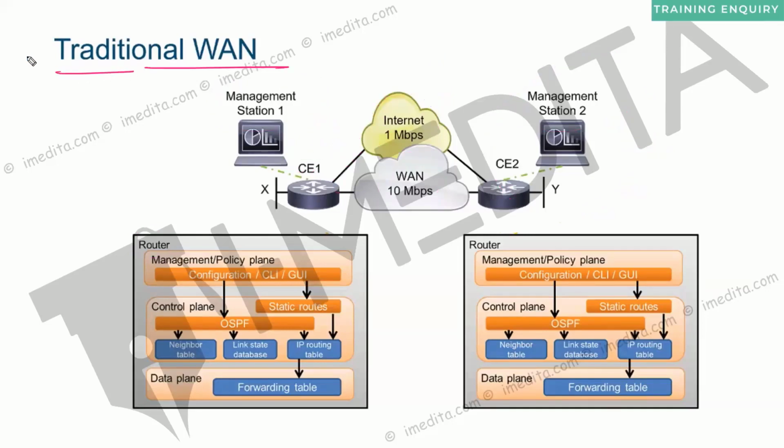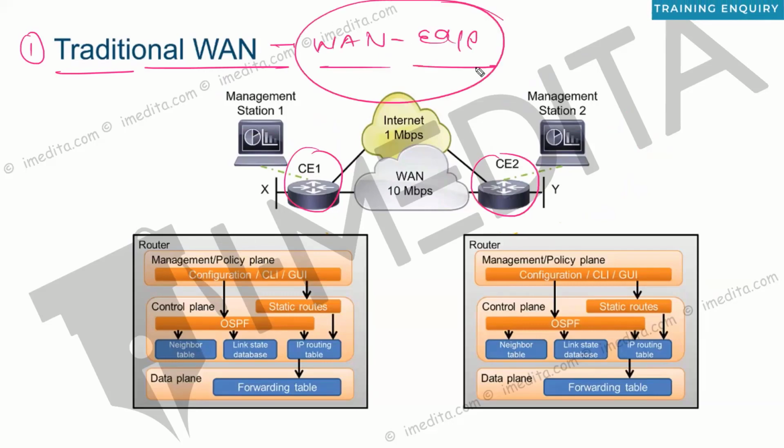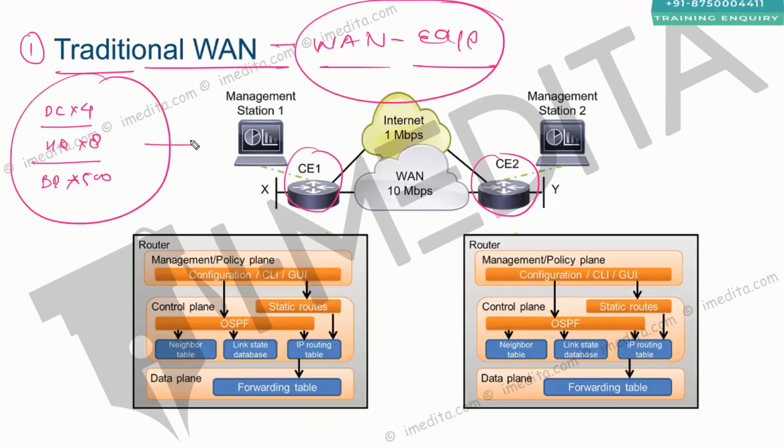And there are a lot of challenges in the traditional wide area network. One of the major challenges in the traditional wide area network is managing all these managed routers. One of the biggest challenges in the traditional network is to manage all these managed devices that we have in the network. Let's say, for example, a company has 4 data centers, approximately 8 headquarters, and, for example, 500 branches all around the world.